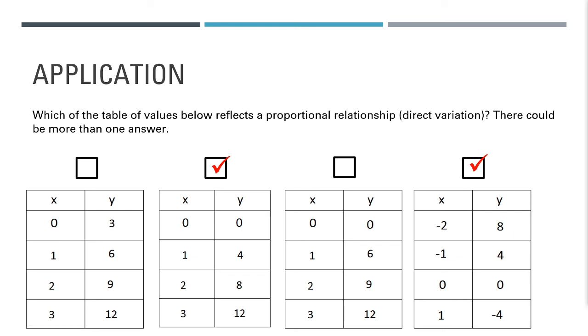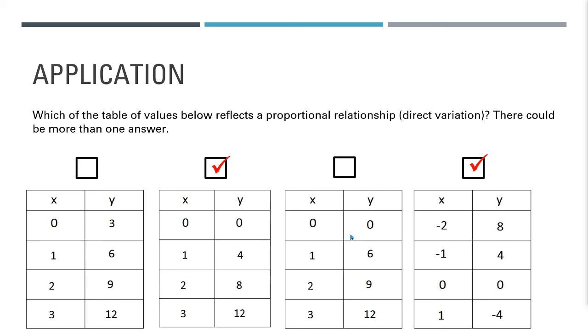The first table of values is not direct variation because it does not have the row 0, 0. You can see when x equals 0, y equals 3, therefore it cannot be direct variation.